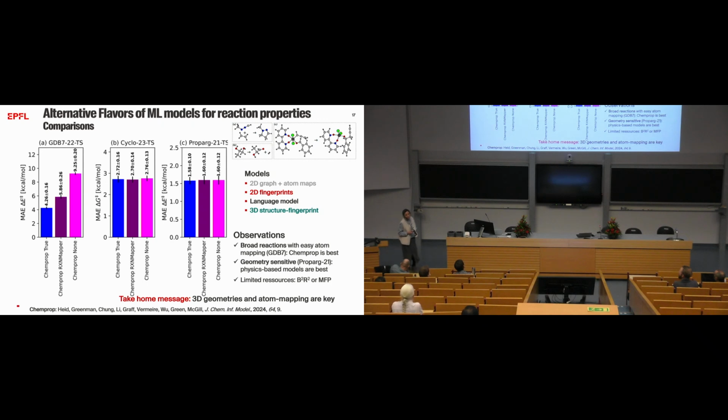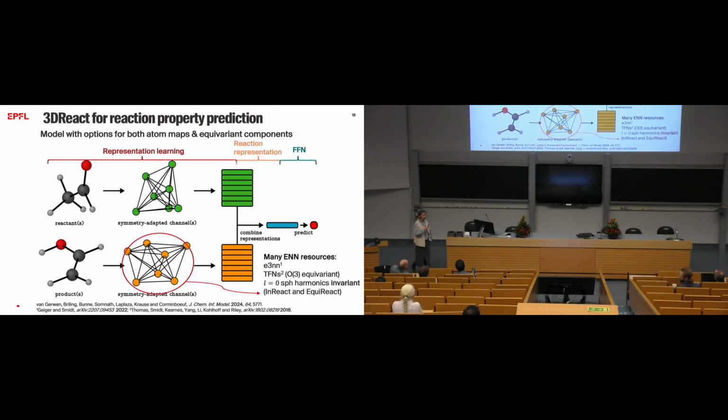So what we try to do then is to combine these two worlds and to have both something that is physics-based, based on 3D geometry, and that's this equivariant neural network that Puk and Xenia designed, where the representation is also learned. It's symmetry adapted, so we have all the equivariance components. Then we can assemble, that's just schematic, the representations of the reactant and product into a reaction-based representation also, and we can predict the property.